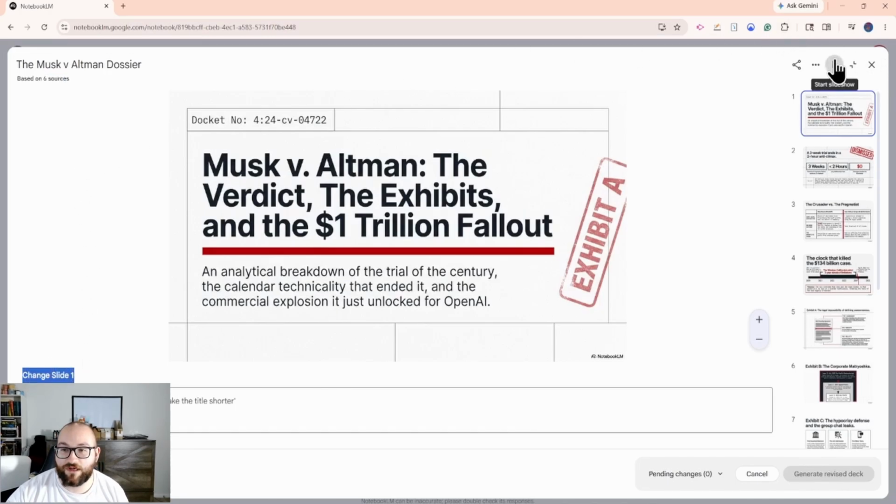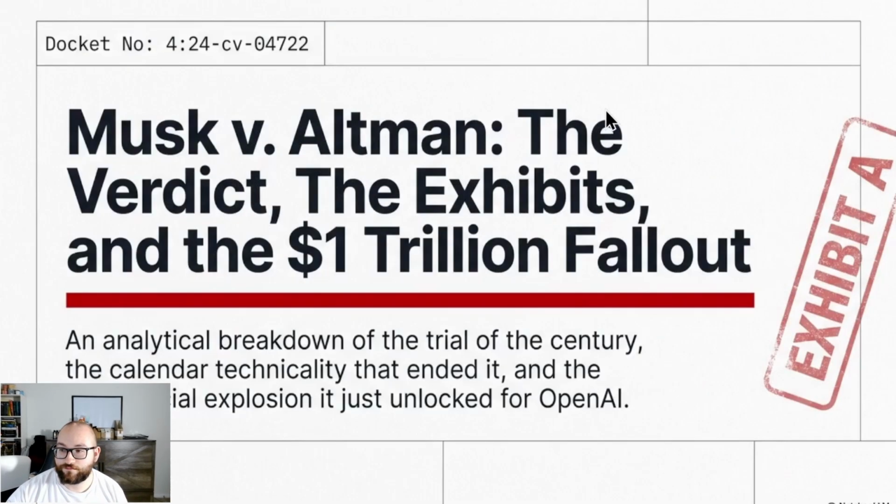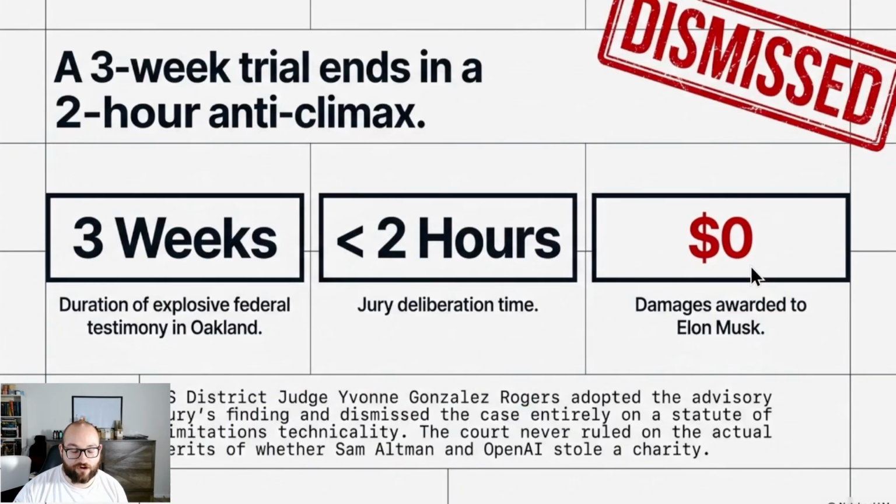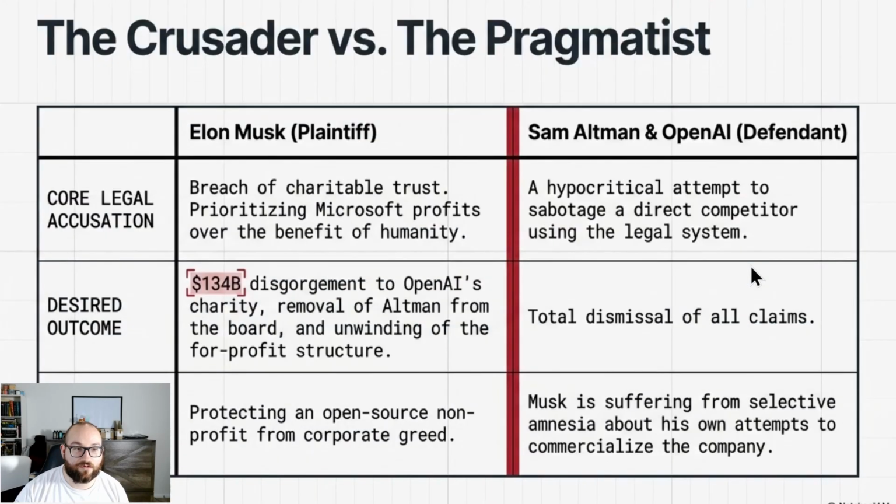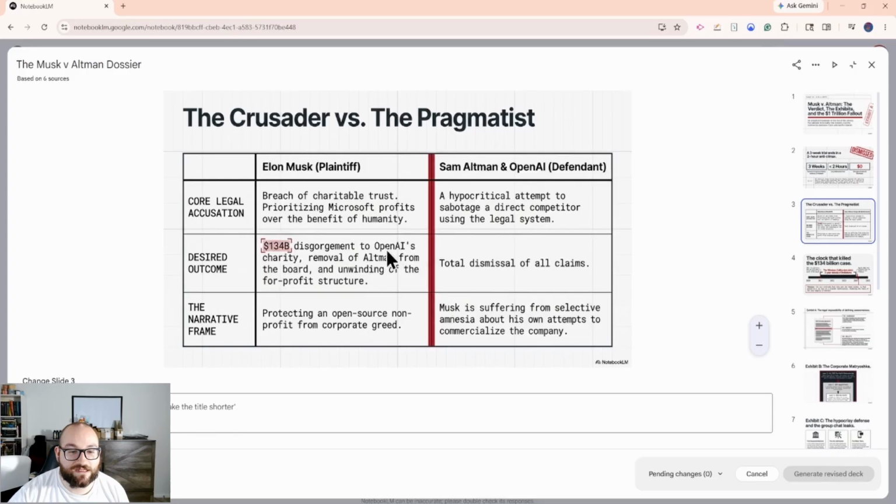But let's just see what it created at this point. An analytical breakdown of the trial of the century. You can use your arrow keys to move through it. It's a 3-week trial that ended in 2 hours. Plaintiff versus the defendant, all this stuff, right? And again, if any of this is wrong, you can tell it what's wrong. Or if you added slides to this, you can do that as well. You can download it, right, so that you can use it in the future.